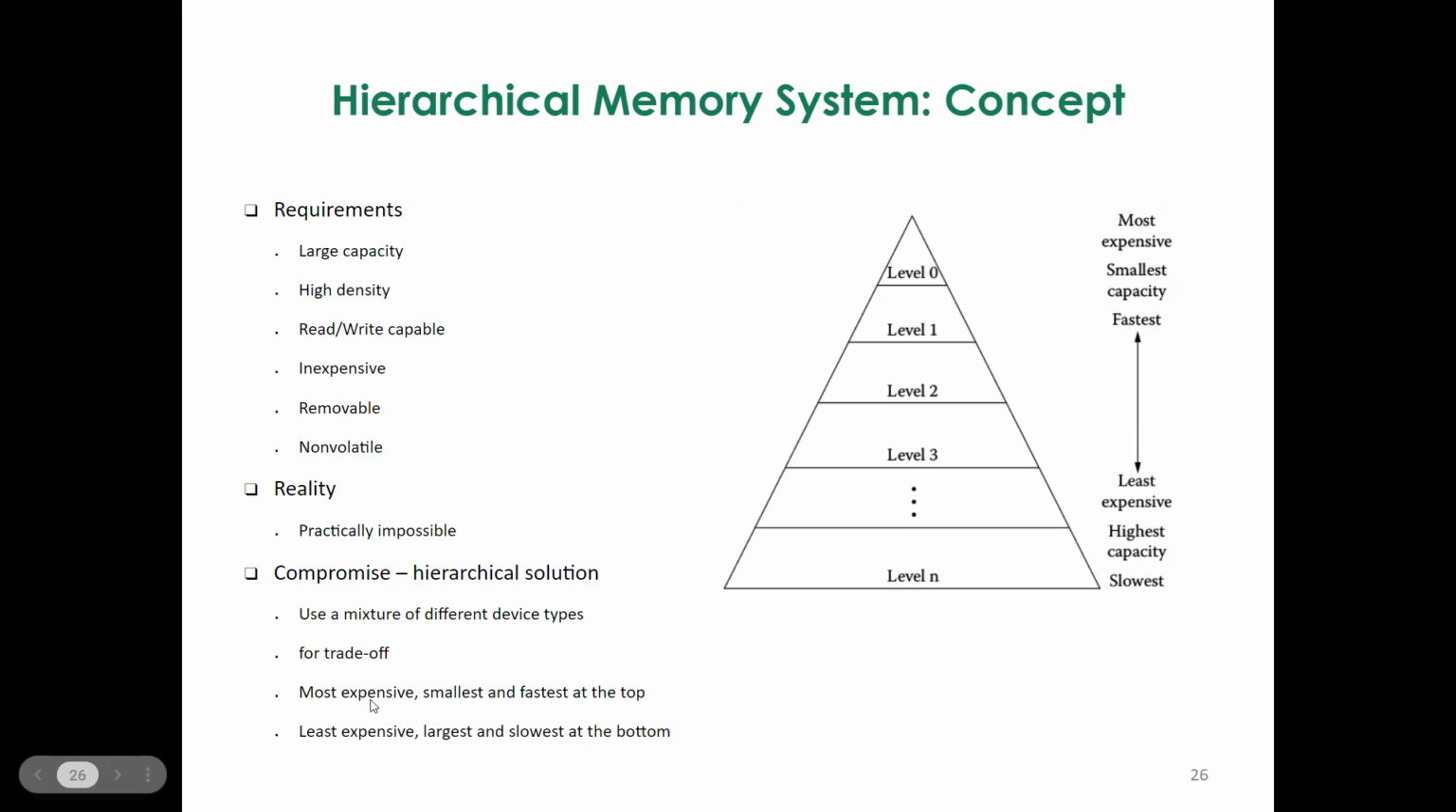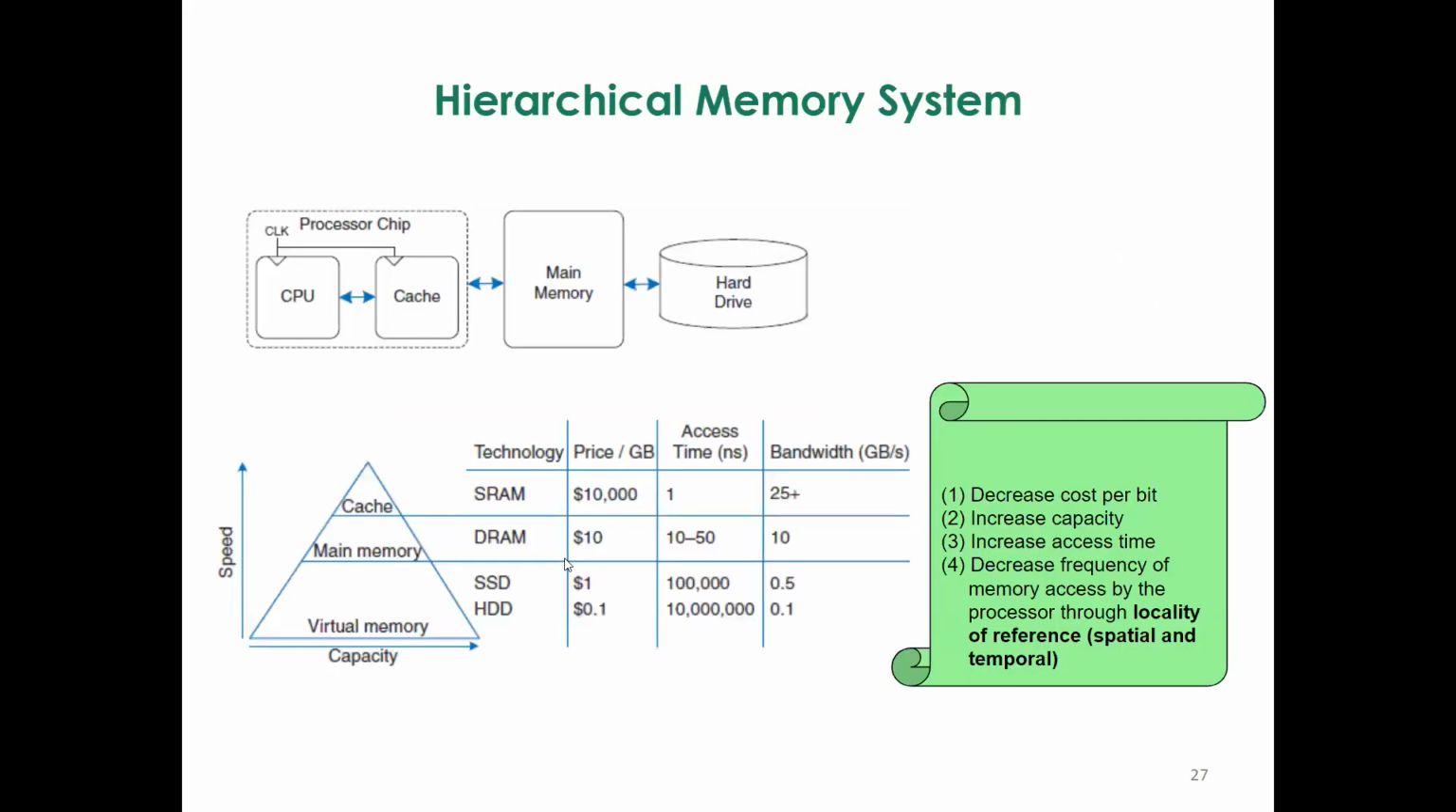Most expensive at the top, but smallest. Least expensive at the bottom, largest, slowest. Okay. So this is the same thing here, showing the position of your hard drive, of your main memory, and your cache being directly connected to your processor chip and sitting even on the same die. Okay, same IC.